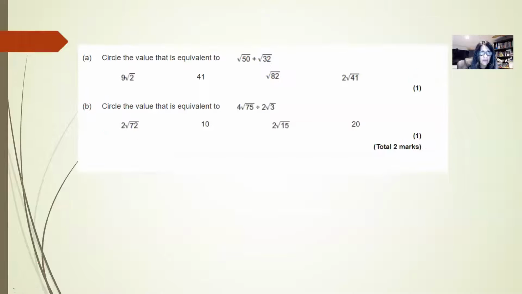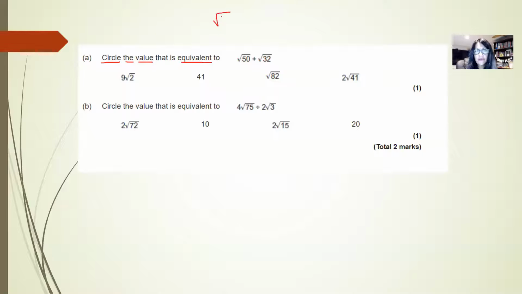Okay, let's keep going. Multiple choice questions: always work them out first and then go to the answers and see if your answer is there. So circle the value, so that means one value to circle, that's equivalent, exactly the same as root 50 plus root 32. Now, there's no trick. You can't add the numbers underneath the square roots, underneath the surds. That's only for timesing, remember. So what we need to do is simplify these so we've got something in common.